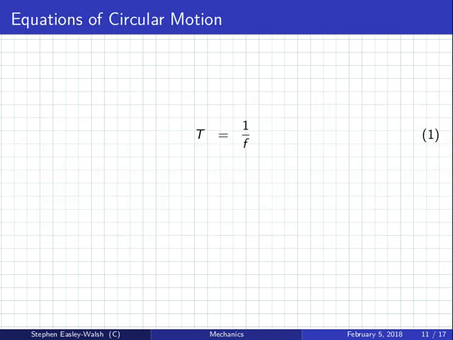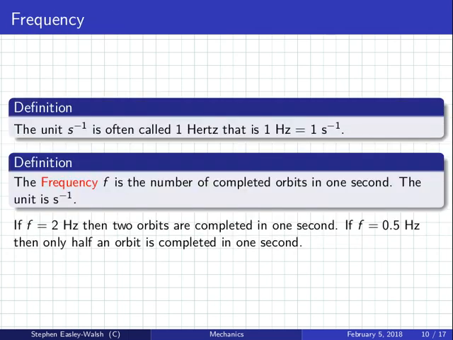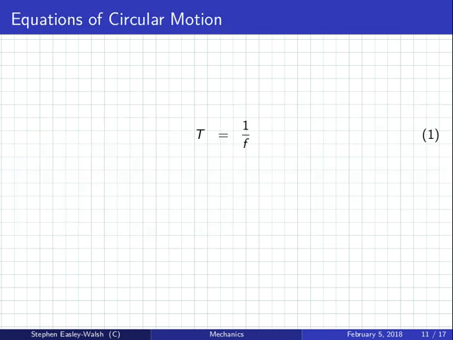Yeah. So, just like with UVATS, we now have some formulas. And you don't need to prove these formulas, the proof is too advanced. So I'll just give you the formulas. The first formula is T is equal to 1 over f.